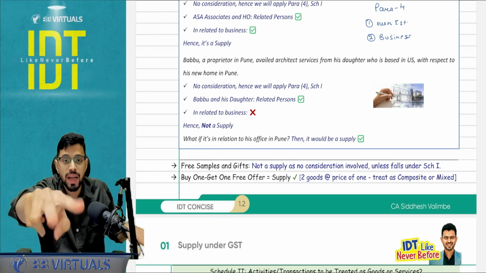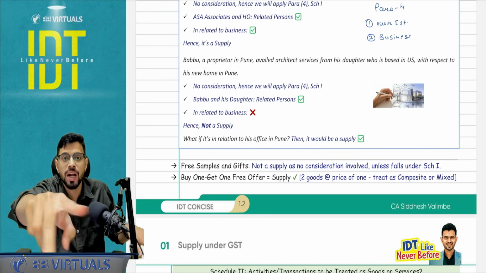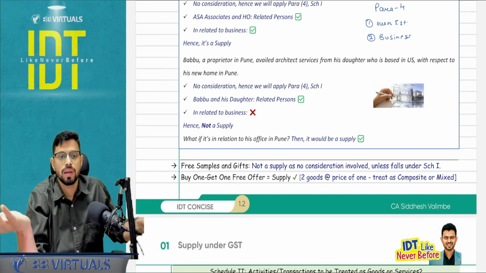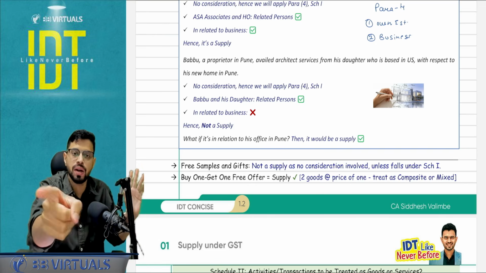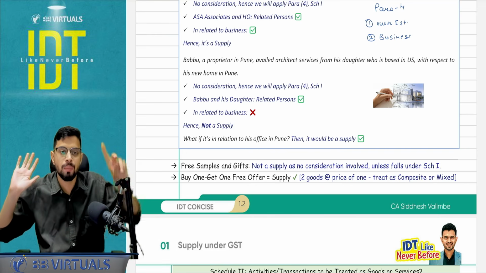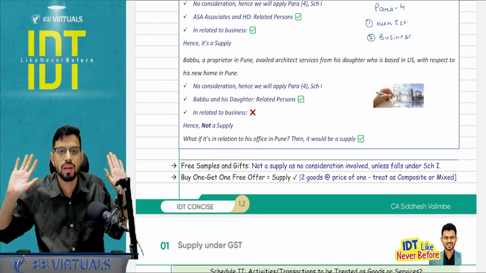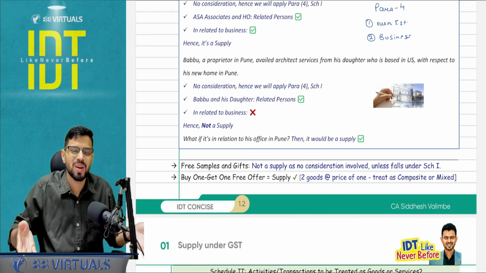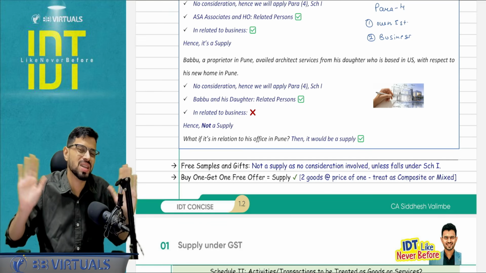Means if you are treating it commercially, then why should we leave GST from it? Logic, right? Government says that if you are treating it commercially, then we will also treat it as a supply. The 7(1)(b) business test will fail. But if it's your personal matter, not charging consideration, not related to business, we don't want GST, not a supply.